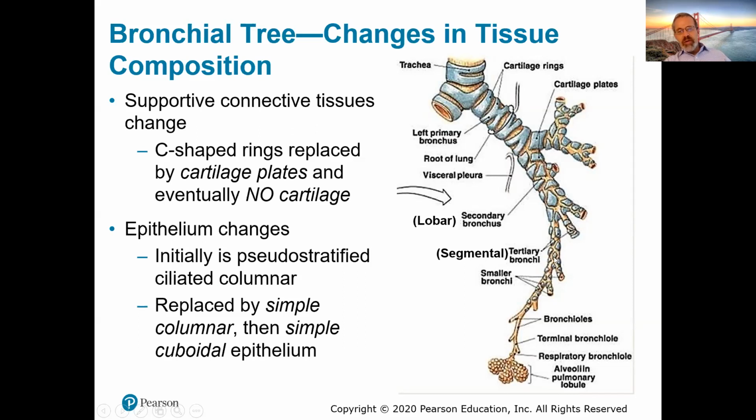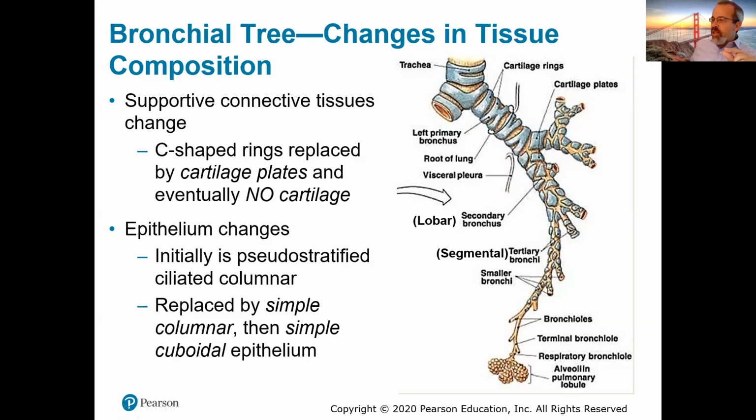Down here, they get smaller and smaller. So there's a gradual decrease in the amount of cartilage. But not only that, by the time we reach the bronchioles, there is no cartilage. You notice the diameter greatly decreases. With that decrease in diameter, we see a loss of cartilage, and also the epithelium goes from a PSCC to a simple columnar down to a simple cuboidal.